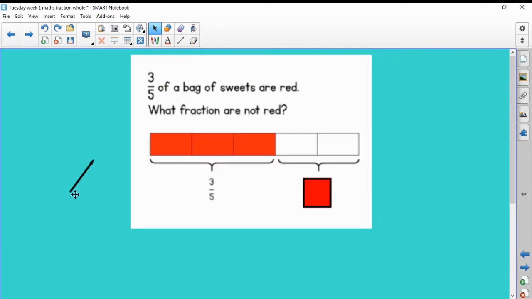Here we have a bag of sweets. 3/5 of the bag of sweets are red. Each of these sections equals 1/5. If we want to find out what fraction is not red, we look here at the 2 unshaded sections. The fraction that is not red is 2/5. 2 out of the 5 equal parts.